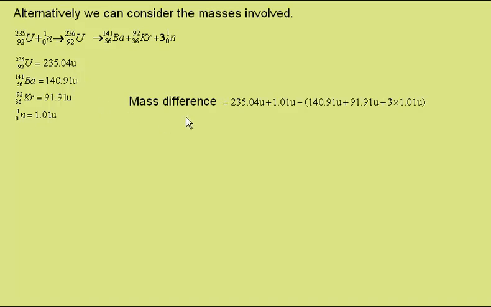So the mass difference is equal to the mass at the start, which is the mass of the uranium plus the neutron, minus the mass at the end, the mass of the barium, the krypton, and the 3 neutrons. This is a mass difference of 0.20 atomic mass units. To get this into kilograms, we multiply by the value of the atomic mass unit, 1.661 times 10 to the minus 27 kilograms, given on the datasheet, giving 3.32 times 10 to the minus 28 kilograms.